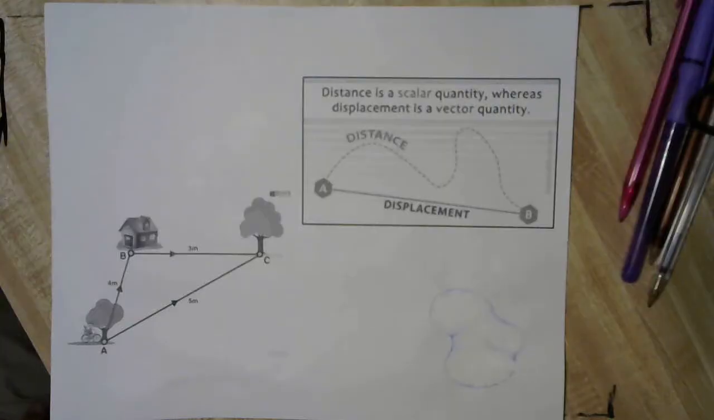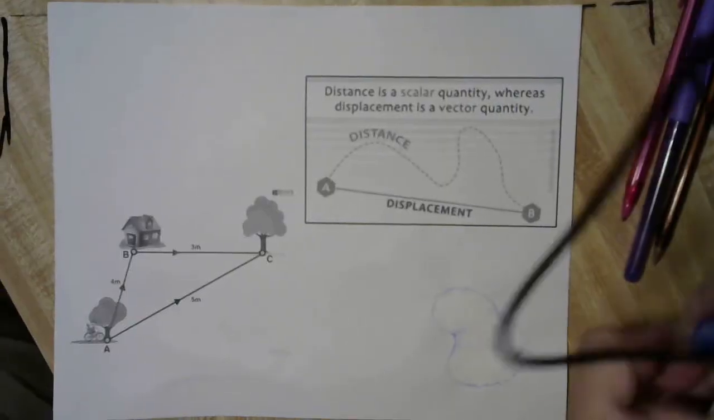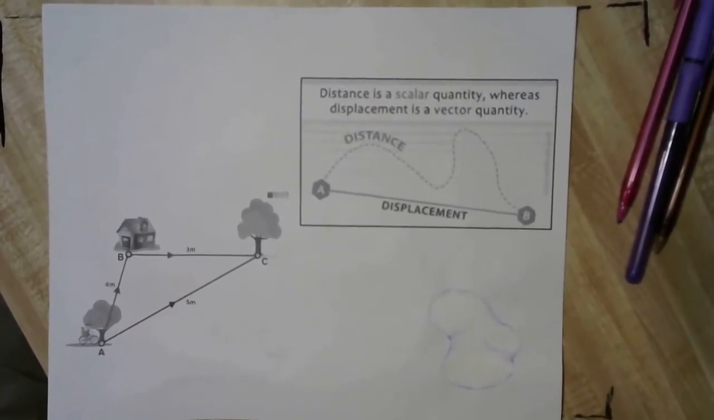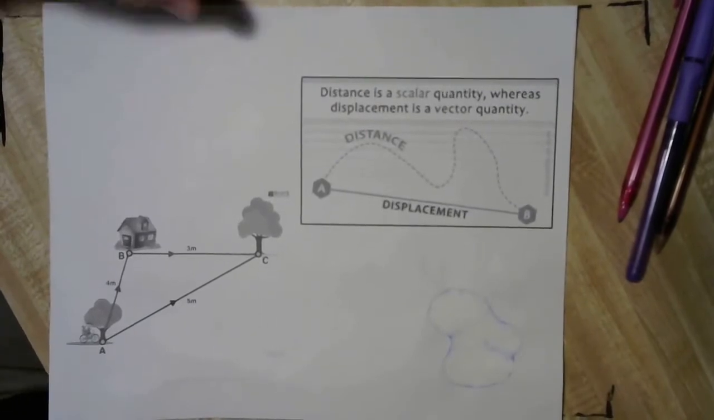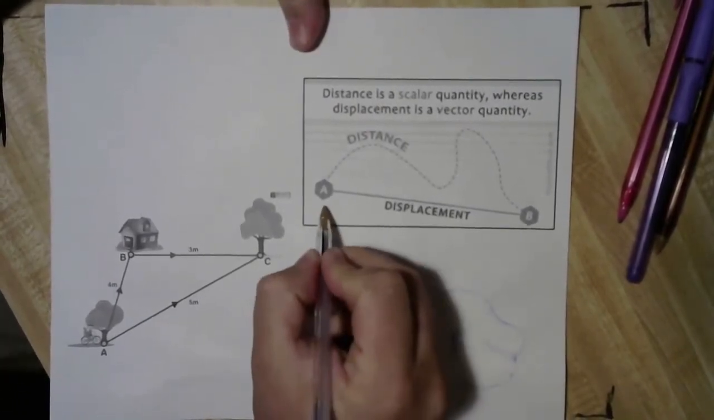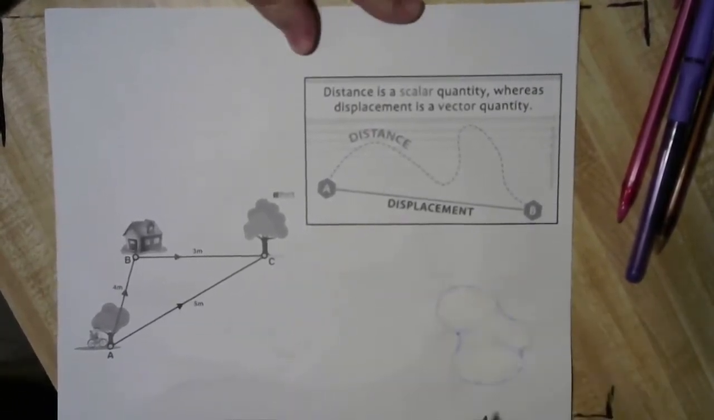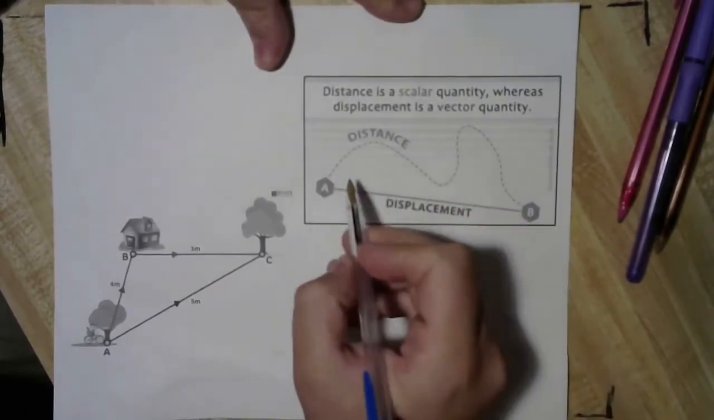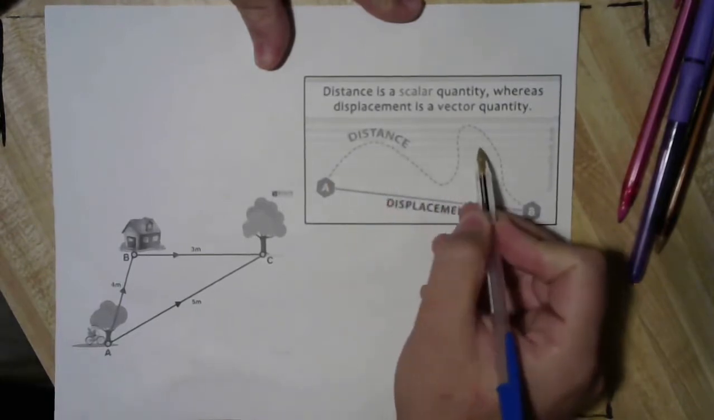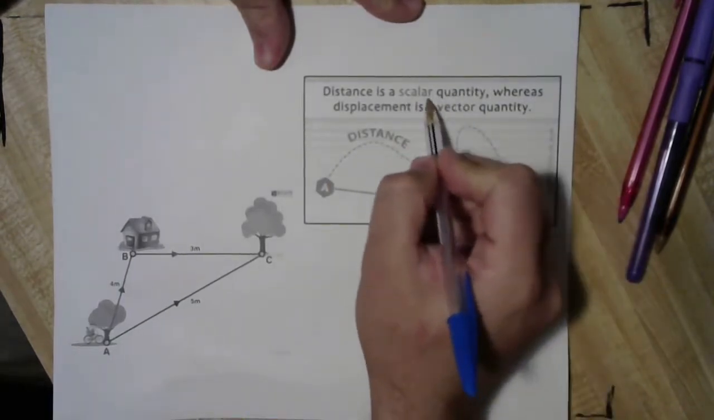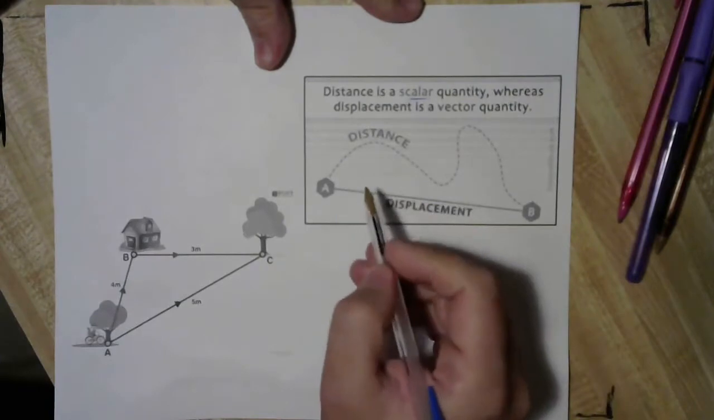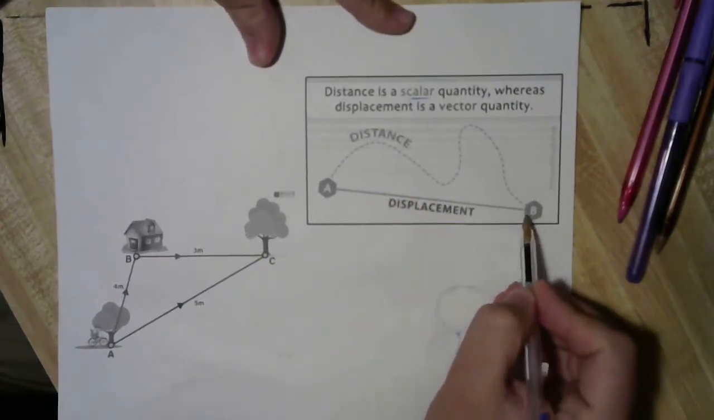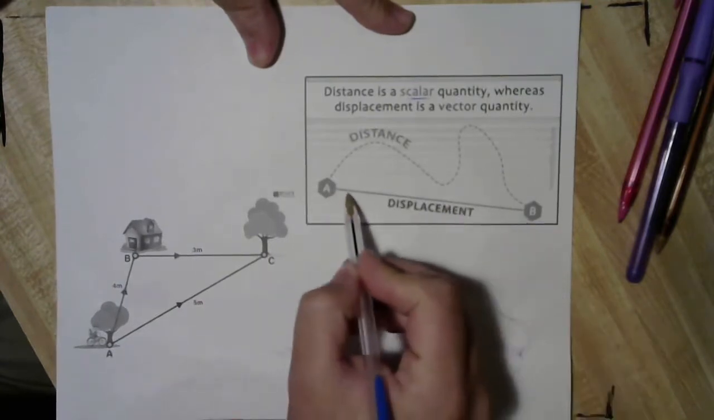Hi students. Now I will talk about distance and displacement. As we see here, if we have 2 points A and B, we have 2 paths between them. The first one is the distance. It is not a vector, it is a scalar. The smallest distance between 2 points is the straight line.